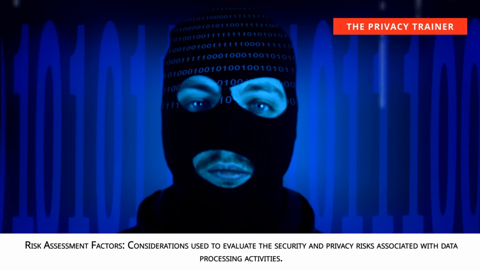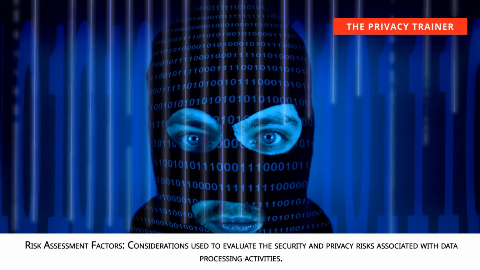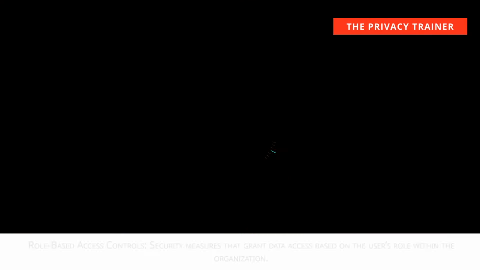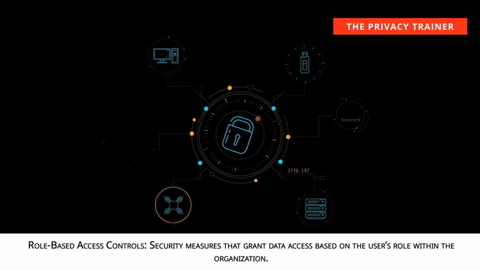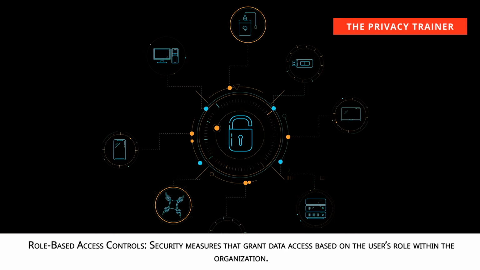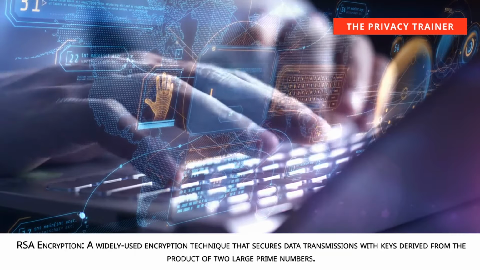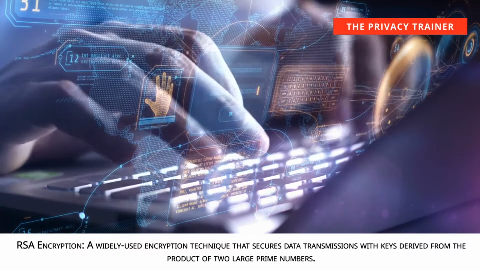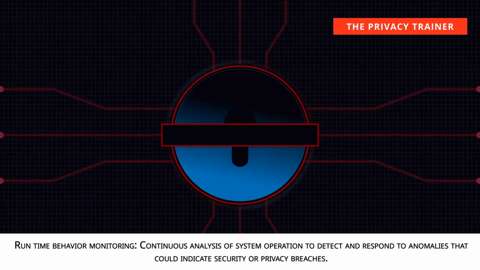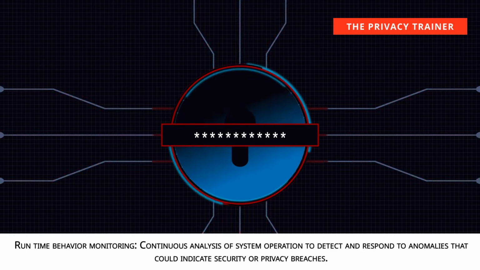Risk assessment factors, considerations used to evaluate the security and privacy risks associated with data processing activities. Role-based access controls, security measures that grant data access based on the user's role within the organization. RSA encryption, a widely used encryption technique that secures data transmissions with keys derived from the product of two large prime numbers. Runtime behavior monitoring, continuous analysis of system operation to detect and respond to anomalies that could indicate security or privacy breaches.